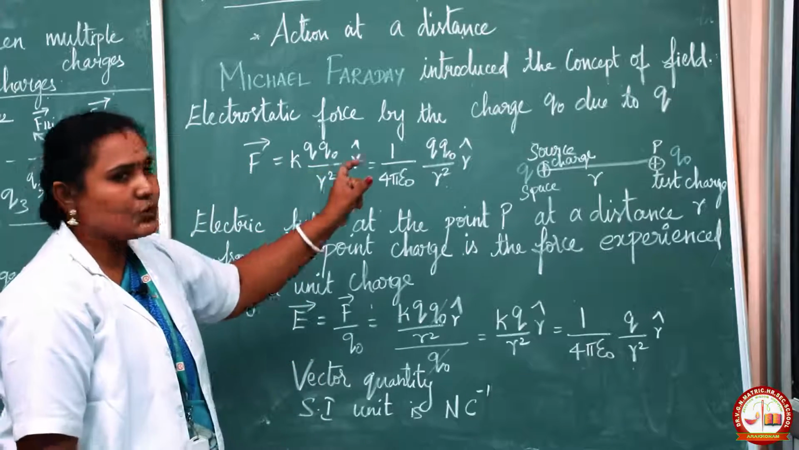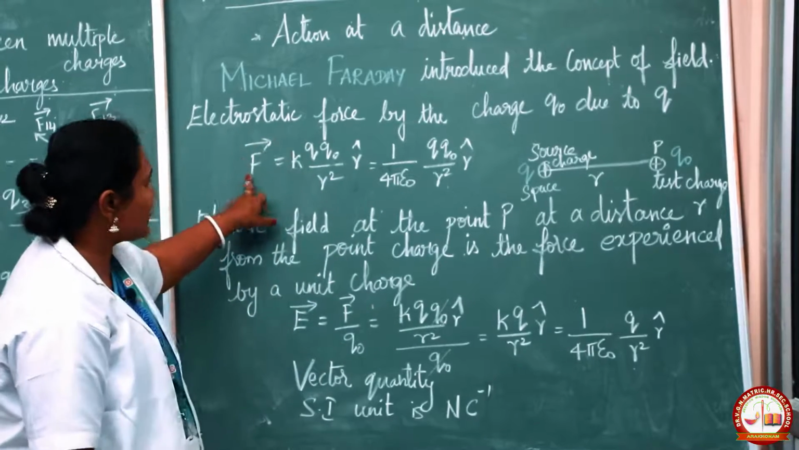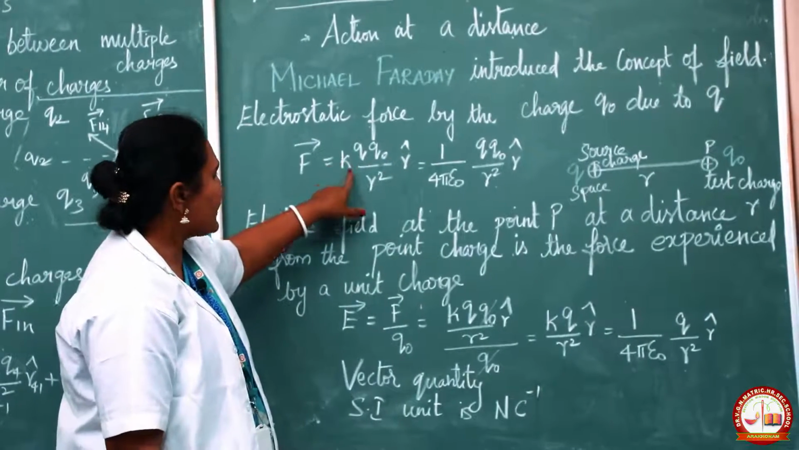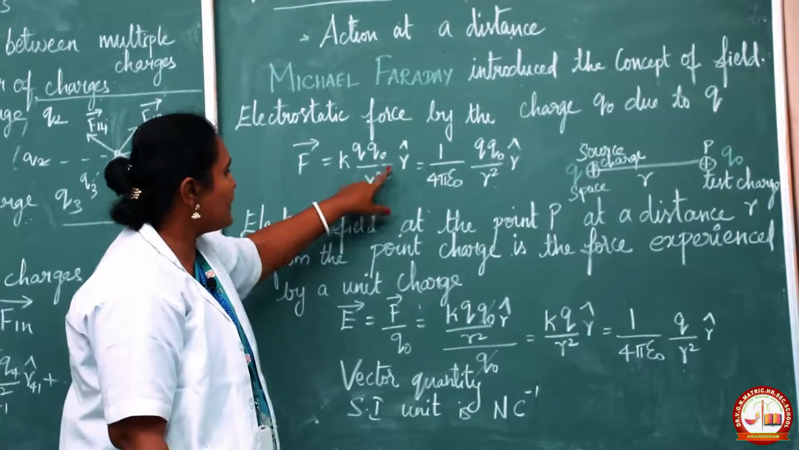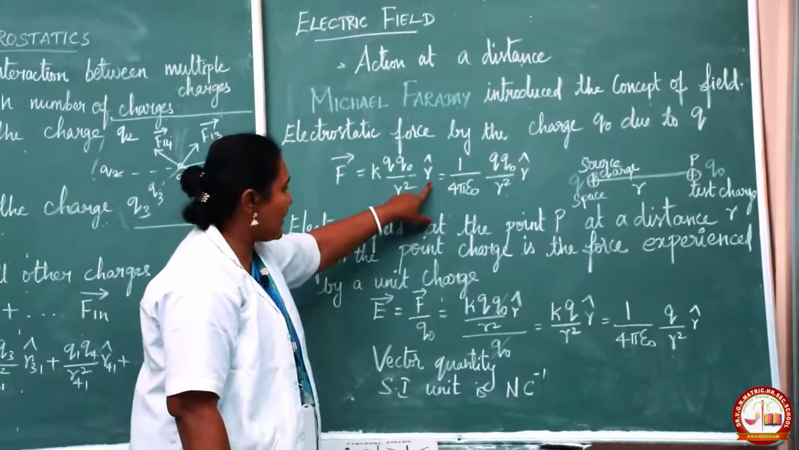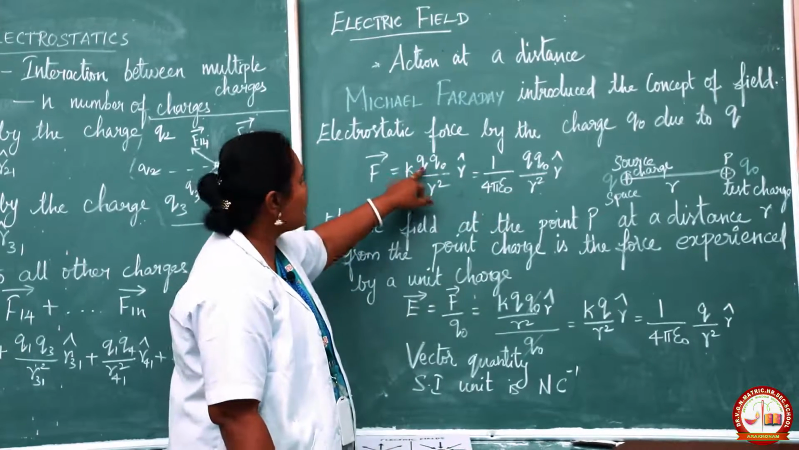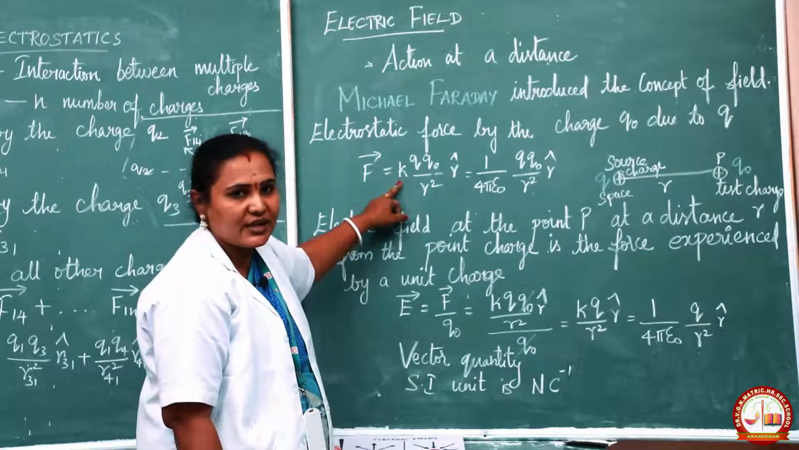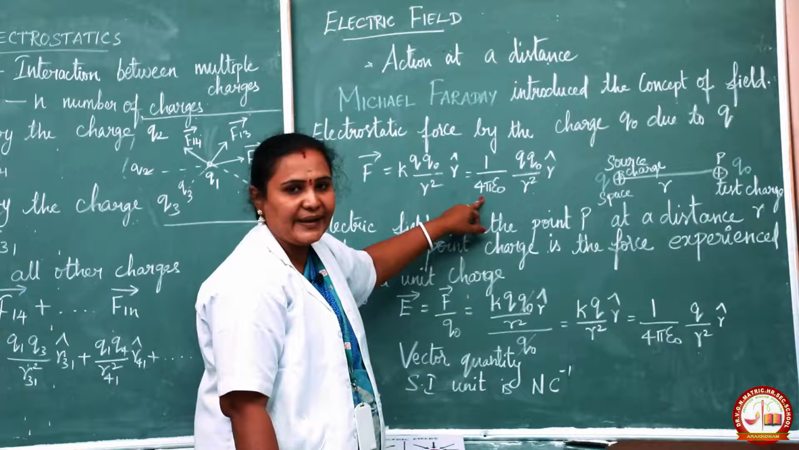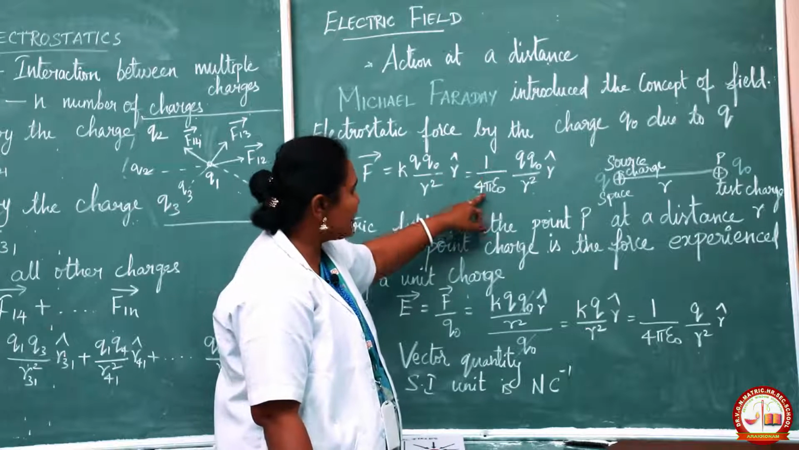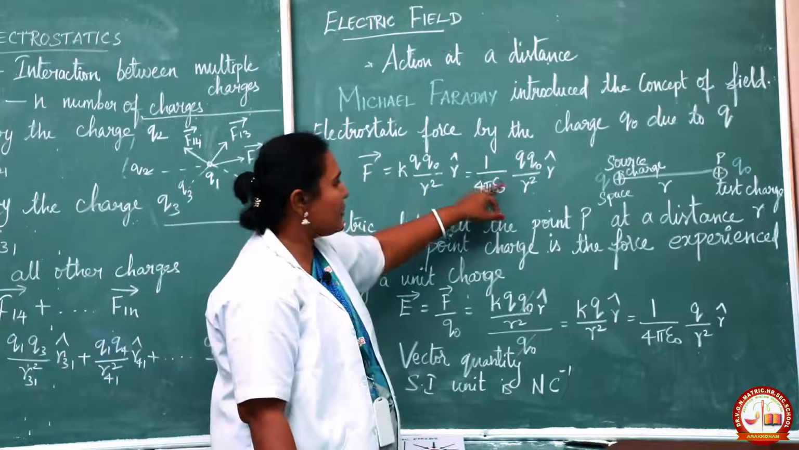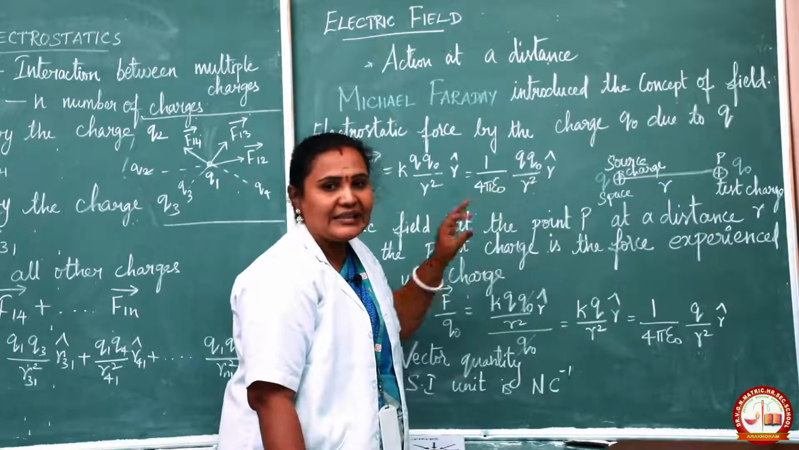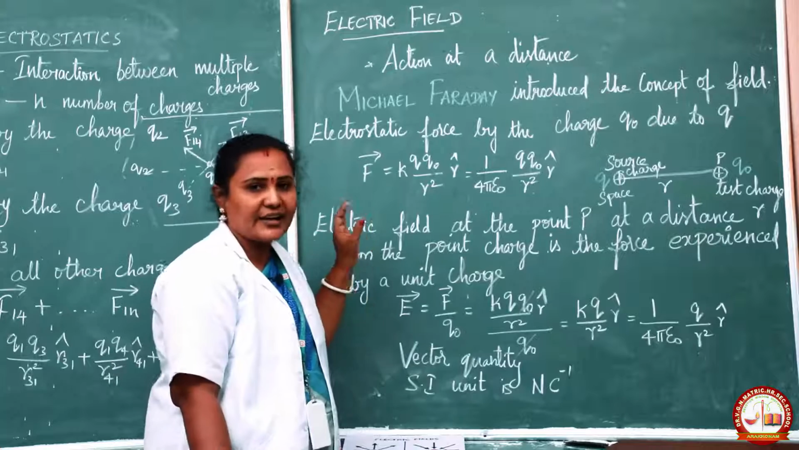Now, using these two charges, we write the electrostatic force on the charge Q naught due to the charge Q, which is equal to K Q Q naught divided by r square r cap. We know the proportionality constant K is equal to 1 divided by 4 pi epsilon naught, and substituting this value, it is 1 divided by 4 pi epsilon naught, Q Q naught divided by r square into r cap. This is the expression for the electrostatic force.